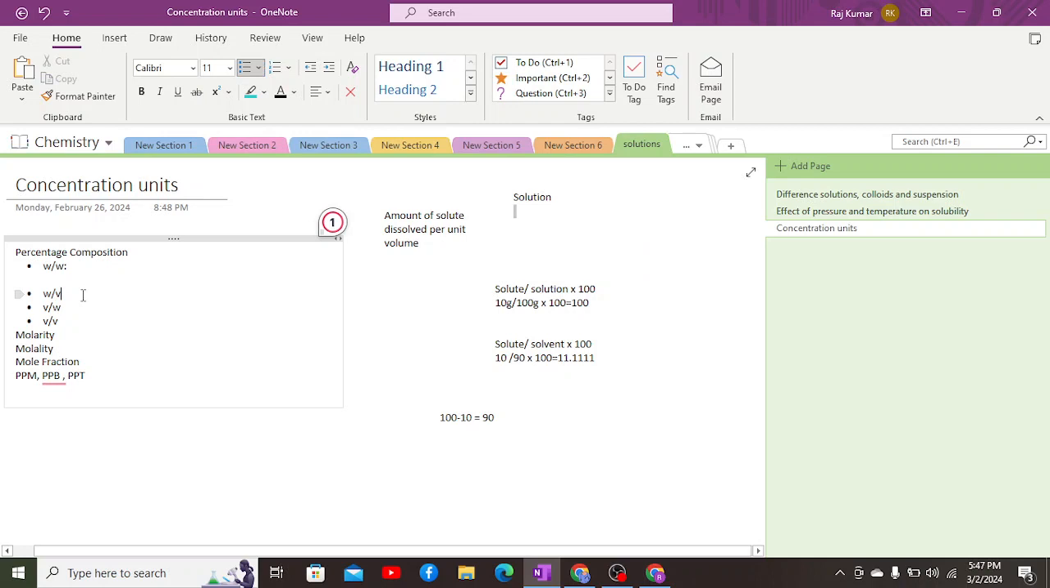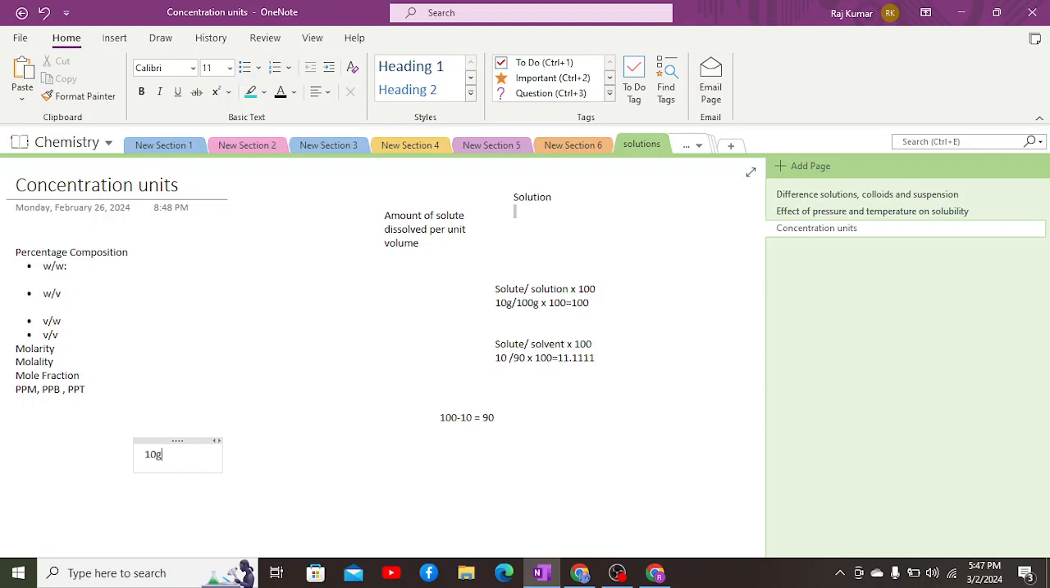Likewise, if we talk about other percentage compositions, we can take weight by volume of the solution. In weight by weight percentage we do not have any unit, but here we take the weight of solute divided by the volume of solution. Let's suppose we have a weight of solute of 10 gram, and the volume of the solution is 1 decimeter cube. When you multiply it by 100, it will become 1000%.